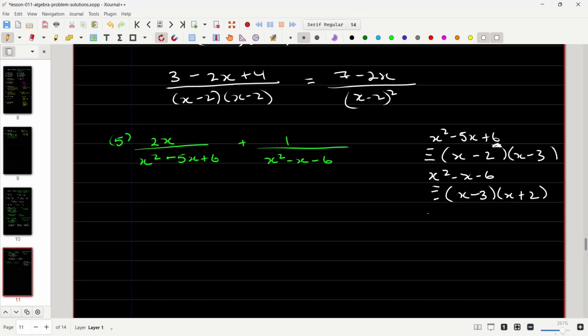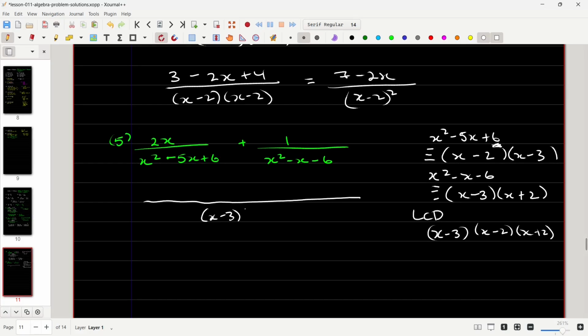And that's my factors. So my lowest common denominator is going to take whatever is in common, which is the x minus 3, and whatever factors remain, which is the x minus 2 and the x plus 2. So that means we're going to have a very long one here. So this one here is going to be x minus 3 into x minus 2 into x plus 2.